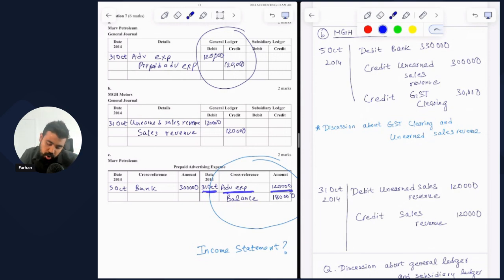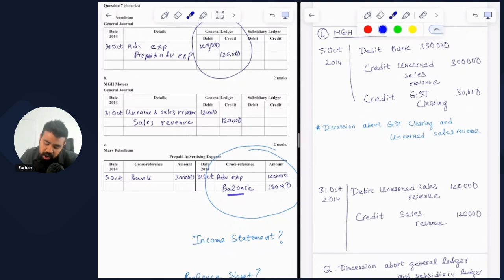So you could just simply stop without showing the closing balance and you will still get full marks. But if you were to show the closing balance, that would be $180,000 to make sure that we have $300,000 on both sides. Okay. Now I have a question for you.